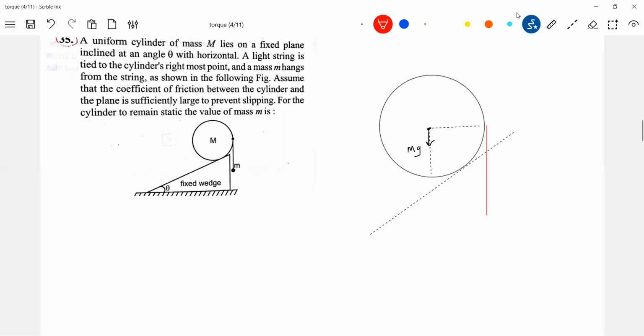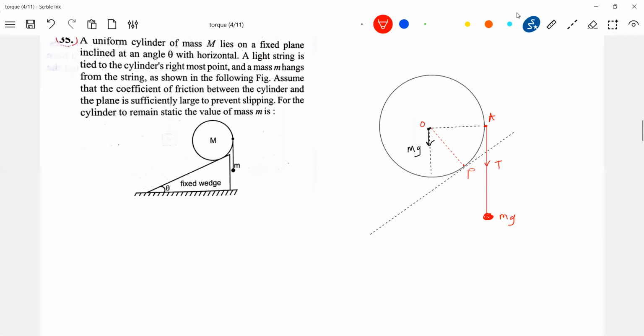a string is suspended here, no? And using this, a particle, mg, so therefore here tension T will come. And this is a point of contact. This is O, this is E. Keep it this much here.